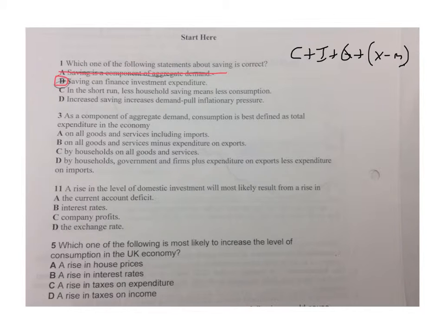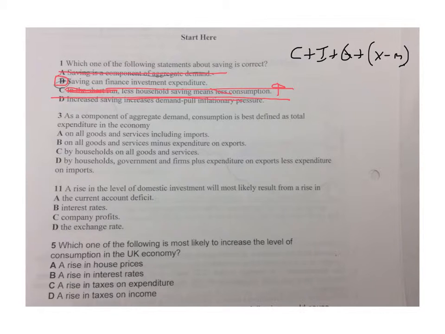In the short run, you can cross that out because it's just saying that to be annoying. Less household saving means less consumption. Does that make any sense? If people are saving less, what would they probably be doing? They're probably consuming more. So it's the wrong way round. Then finally, you don't know what demand pull inflationary pressure is, so we're going to do that later. But for the minute, just cross that out, because actually increased saving decreases demand pull inflationary pressure, but you're going to learn that later. Anyway, so the first answer is B.